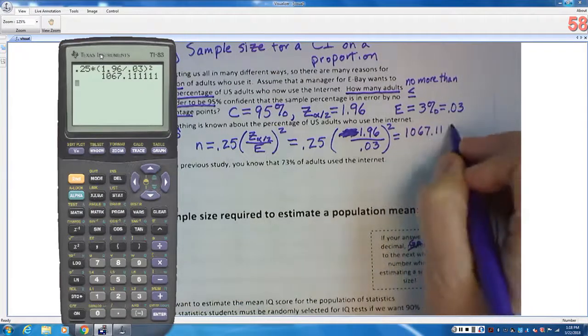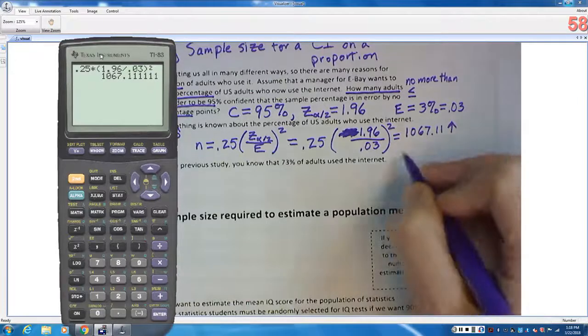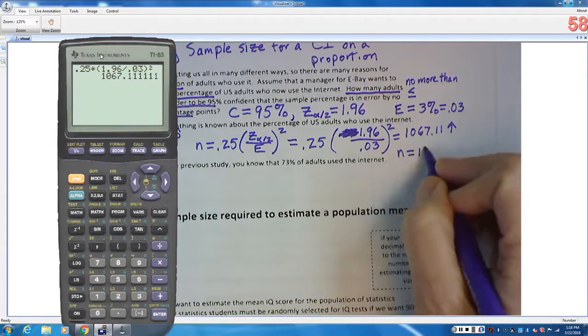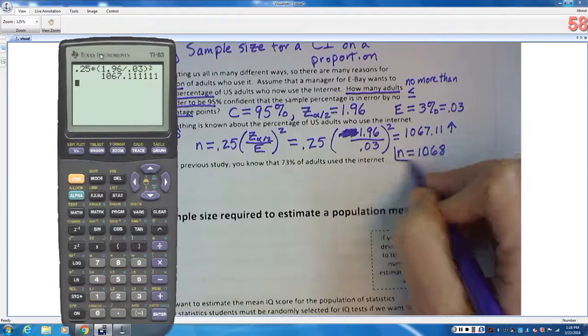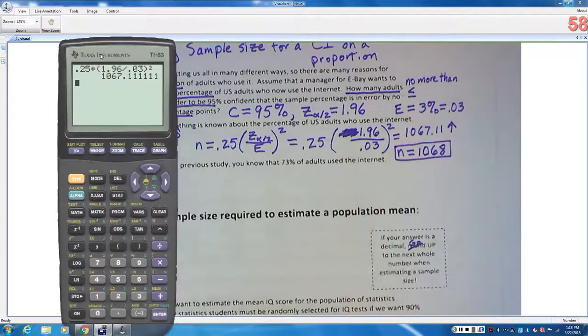1067.11. You got a decimal, so you need to go up to the next whole number. You can't sample 1067.1 people. So you go up to 1068, because if you went down to 1067, E would be bigger than 3%, but it needs to be no more than 3%. So we had to go up. We got a decimal. Now if we get a whole number, we leave it. Don't go up to the next number. All these confusing things. You got it?